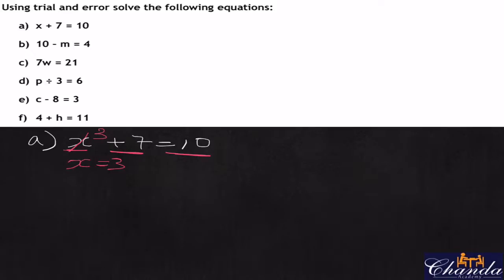Okay, moving on to part B now. So we have 10, take away m, equals 4. Again, using a different color now. What do I have to make the m to be for it to make it into a 4? So 10 minus, that's right, 6 gives me 4. So m is equal to 6 in this case. Okay? Similarly, let's move to C.